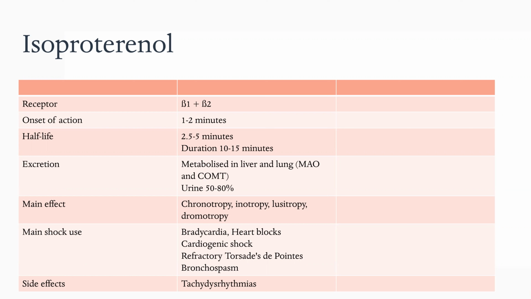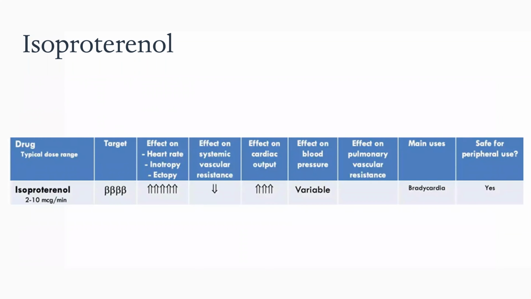We don't have this in Gauteng. I think they might have it in some private places, or I've heard in the Western Cape, but otherwise the guys going on the ships overseas, you'll need to familiarize yourself with this. Target beta, purely beta, a lot of effect on the heart. It can decrease your systemic vascular resistance, and that's why your effect on blood pressure is variable.